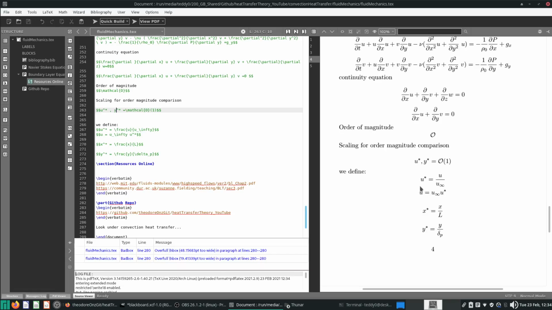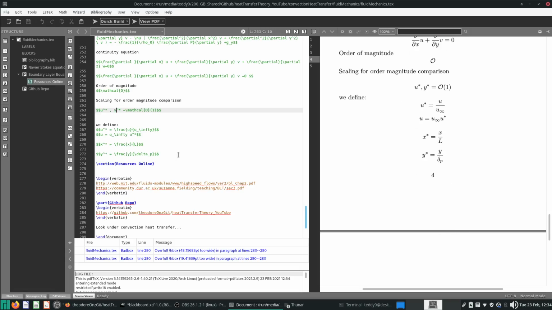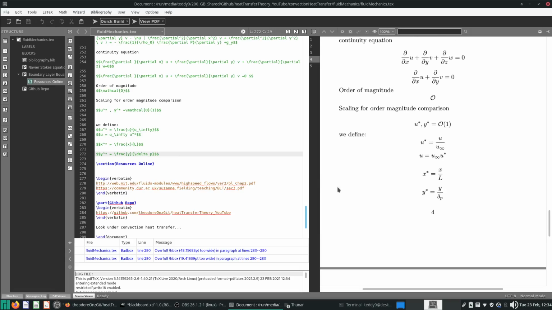Some people use prime or plus or whatever. The important thing is that you know what all these physically mean. It doesn't matter what the notation is. Anyway, we were talking about how to scale the x velocity, which is u. Now u star is the x velocity divided by the free stream velocity. That should give you a proper non-dimensionalization such that this is on the order of magnitude of 1.